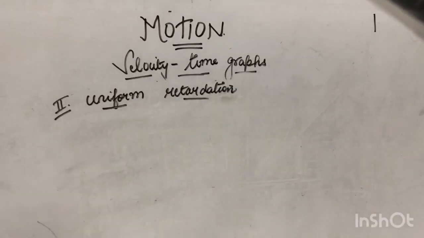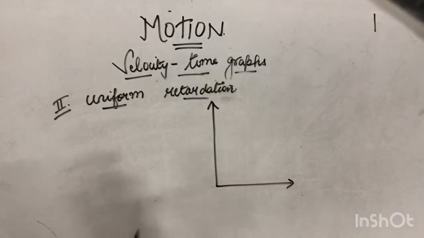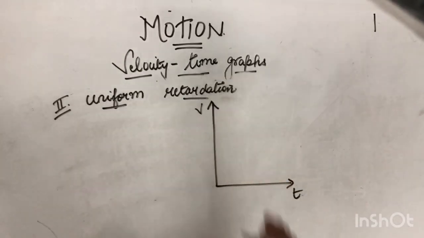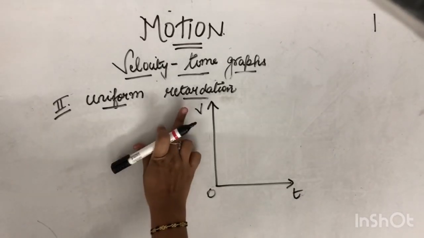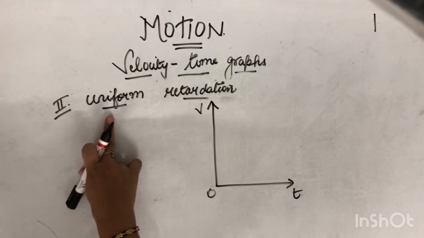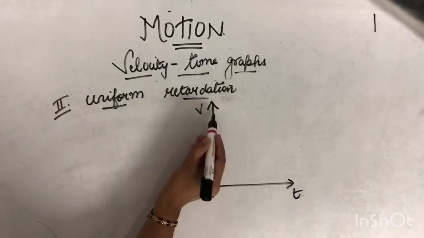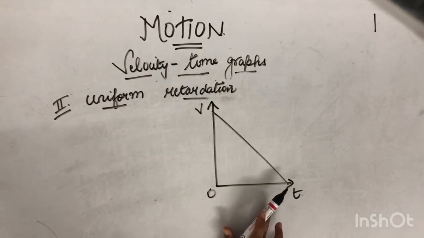Next is uniform retardation. We have done uniform acceleration. Likewise we'll do it for uniform retardation. I'll just tell you the graph we'll obtain for uniform retardation. This is the time axis and this is the velocity axis, origin. Now uniform retardation. Retardation means velocity is decreasing. Now, uniform means velocity is decreasing at a uniform rate. We'll obtain a straight line. This will be the graph for uniform retardation.